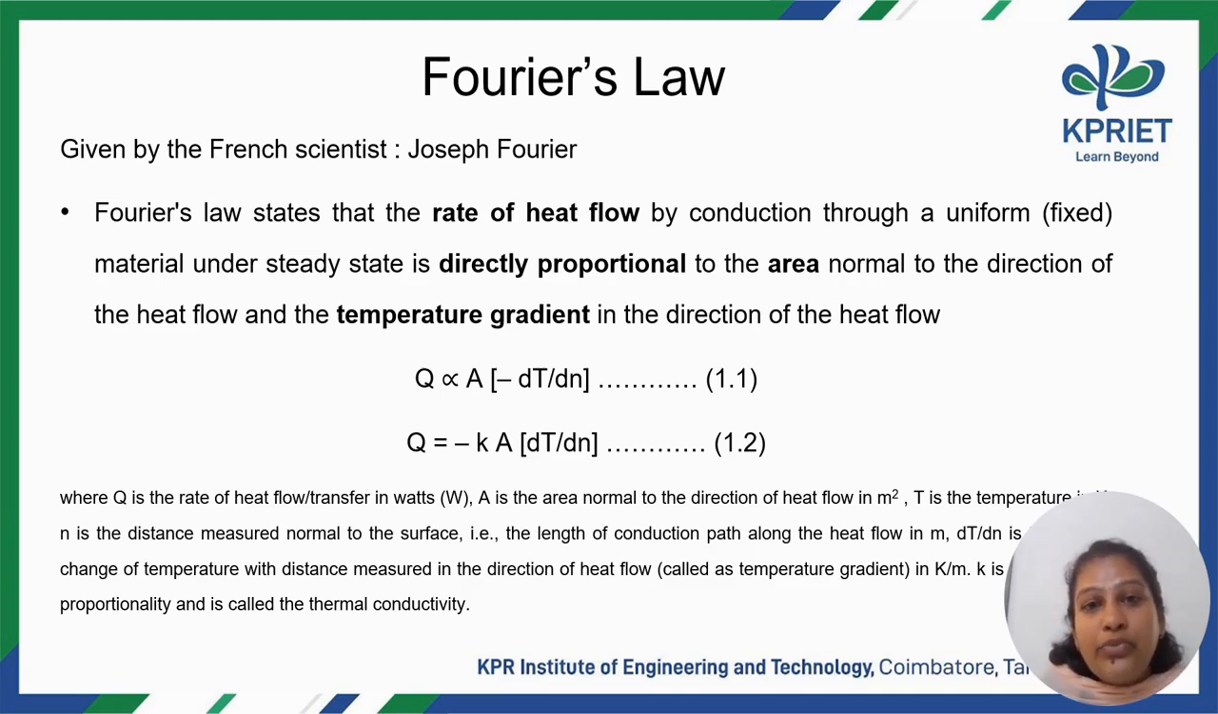Now, in equation 1.2, let us look into the unit of all the quantities. Q, the rate of heat transfer, has the unit watts. We know that 1 watt is equal to 1 joule per second. Next, k, thermal conductivity, has the unit watt per meter Kelvin. Area, obviously, has the unit meter squared. And finally, for the temperature gradient dT, the temperature is in Kelvin and the thickness x or n is in meter.